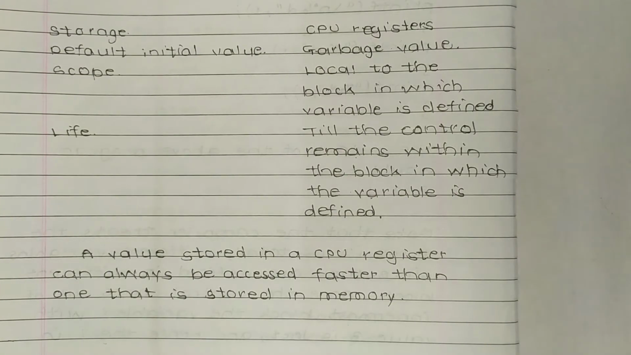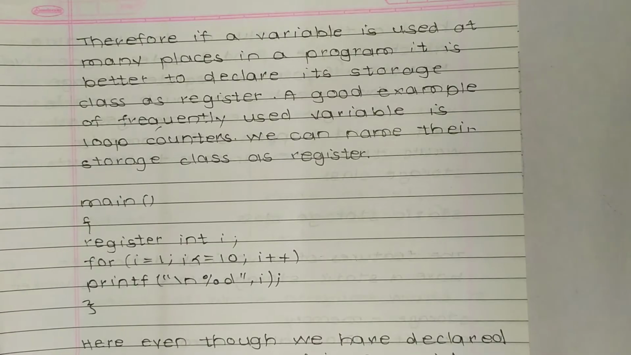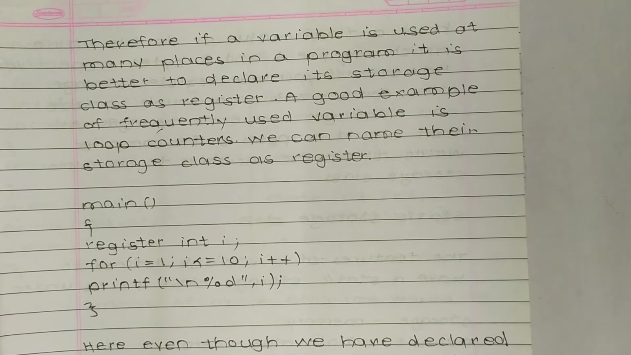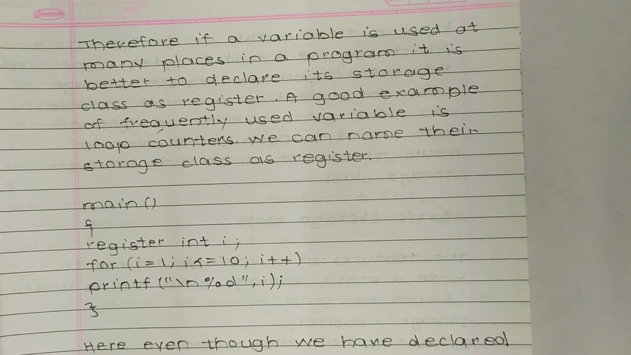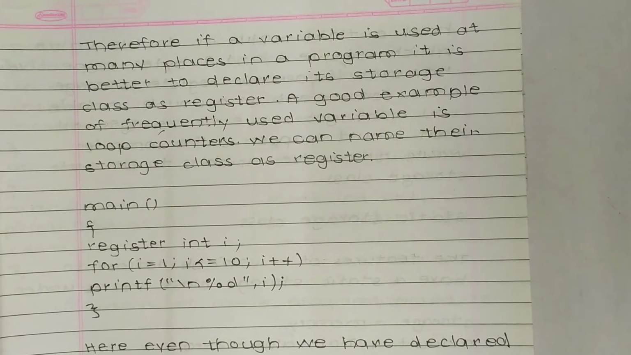A value stored in a CPU register can always be accessed faster than one that is stored in memory. Therefore, if a variable is used at many places in a program, it is better to declare its storage class as register.